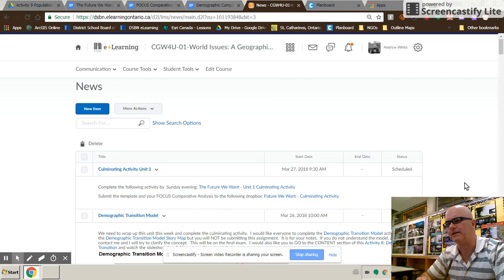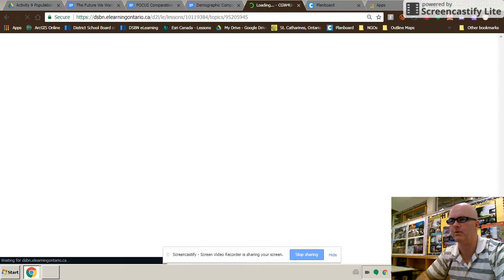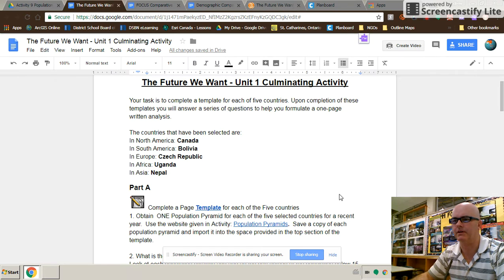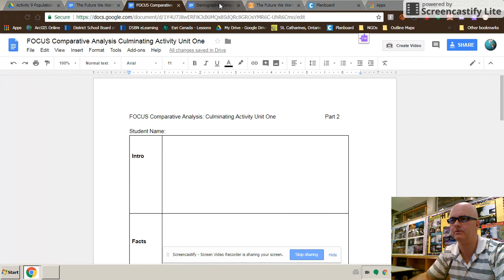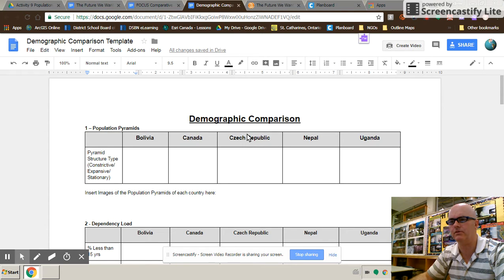So what we're going to look at in this project is you're going to go to the news section here and click on the feature that we want. And this activity, I'll just bring it up over here, has you comparing these countries: Canada, Bolivia, Czech Republic, Uganda, and Nepal. And there's a template. When you click on this, it's going to open up this template.